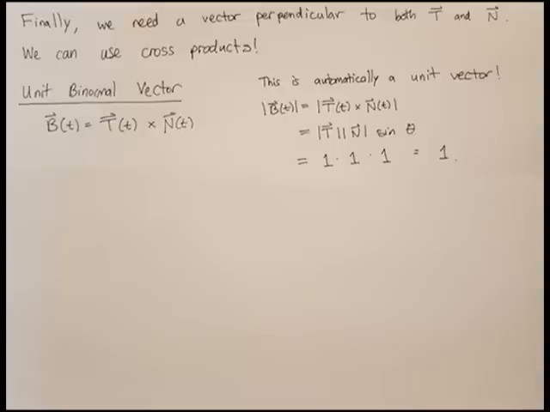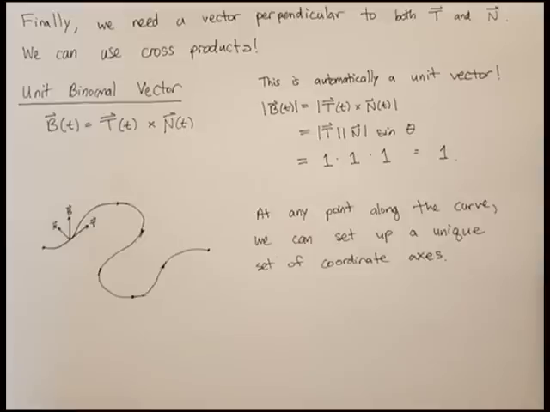The length of b would be the length of t times the length of n times sine theta, where theta is the angle between the vectors, which is 90 degrees. And so sine of theta is equal to 1. So we have 1 times 1 times 1, which is 1. The length of b is always 1.